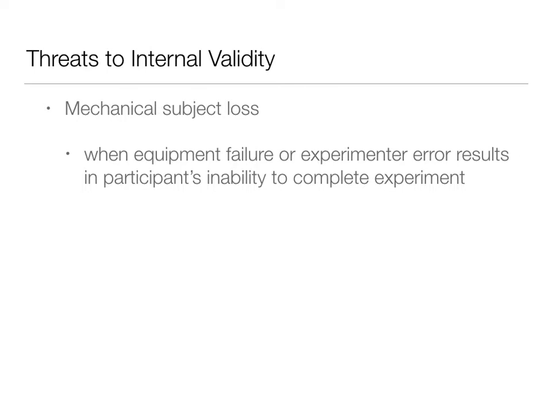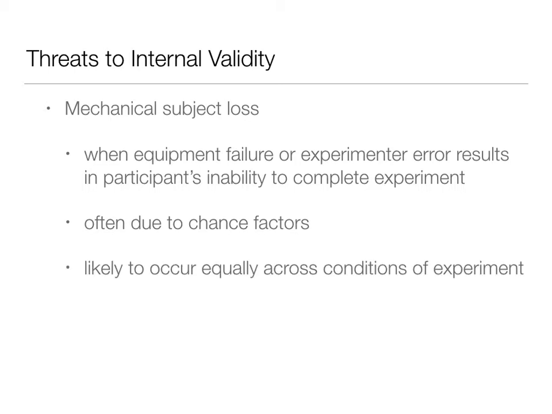So if it's not working, it's really hard to get it to work. It's really hard to get everything set back up and all the monitors working in the way that they're supposed to do. So if you're running an infant through your experiment and the computer just decides it's done, that would be mechanical subject loss, okay? Now, this is often, again, due to chance factors. It's not due to the fact that Bobby Sue didn't want to participate. It's due to the fact that the computer didn't want to participate.